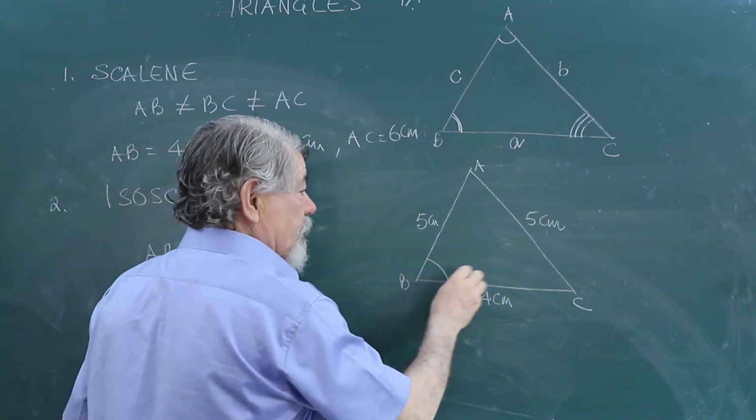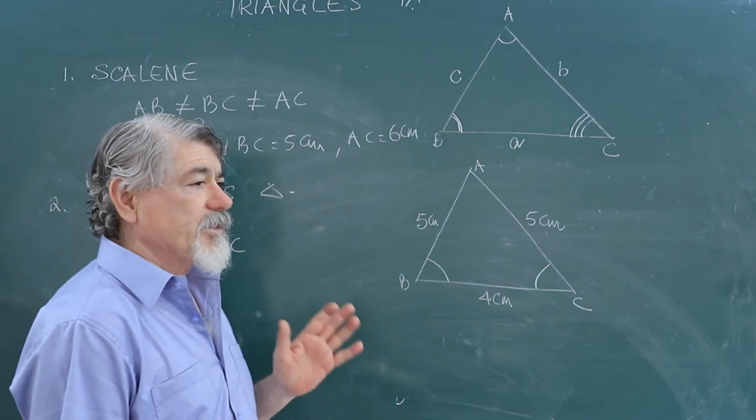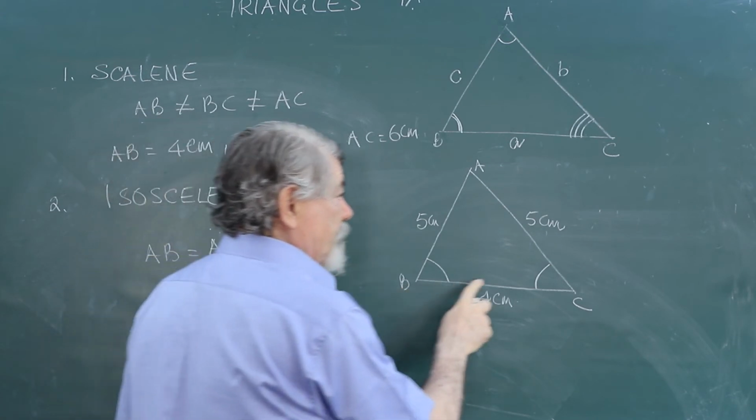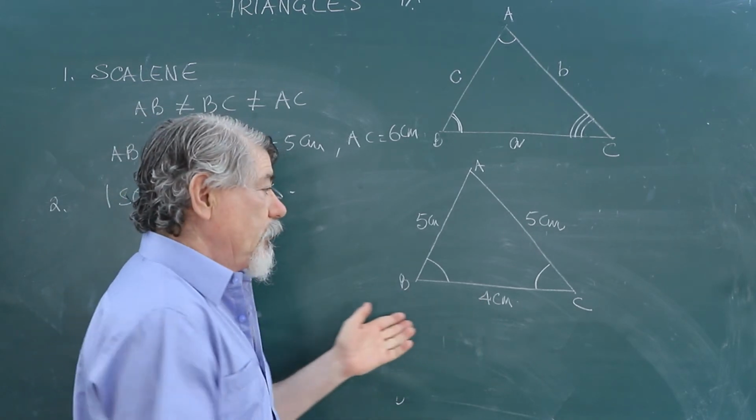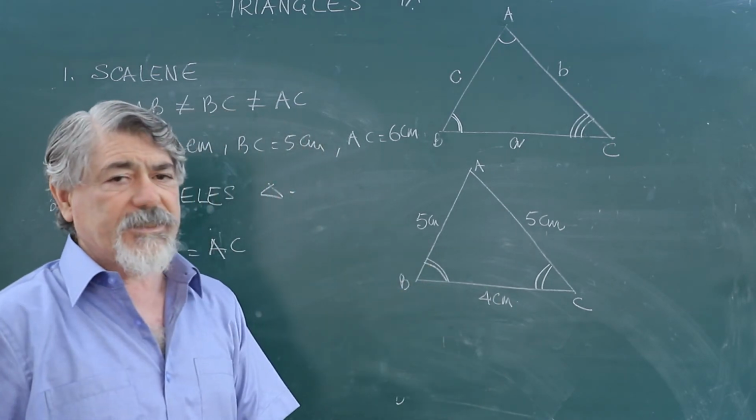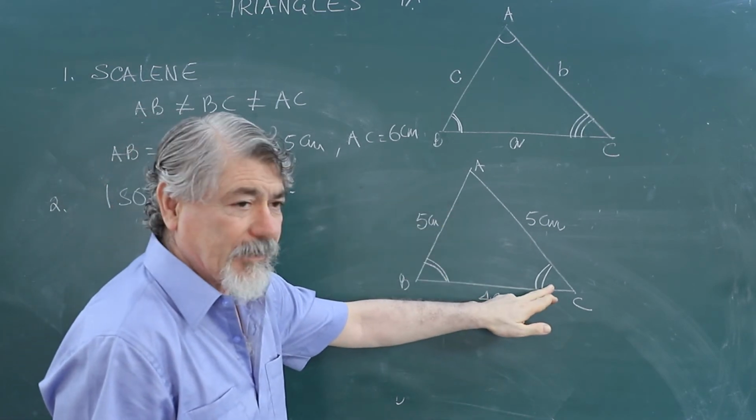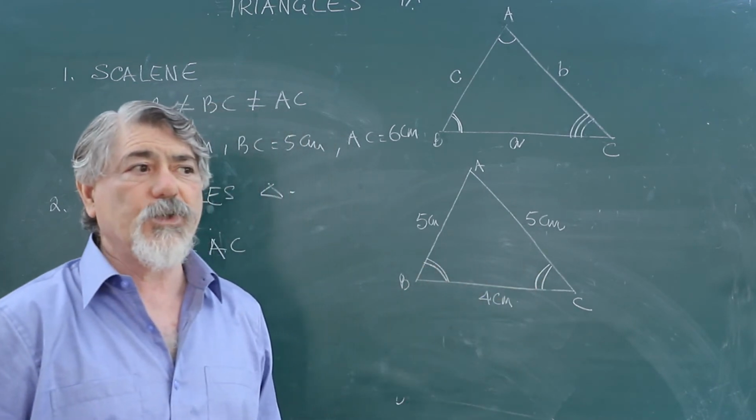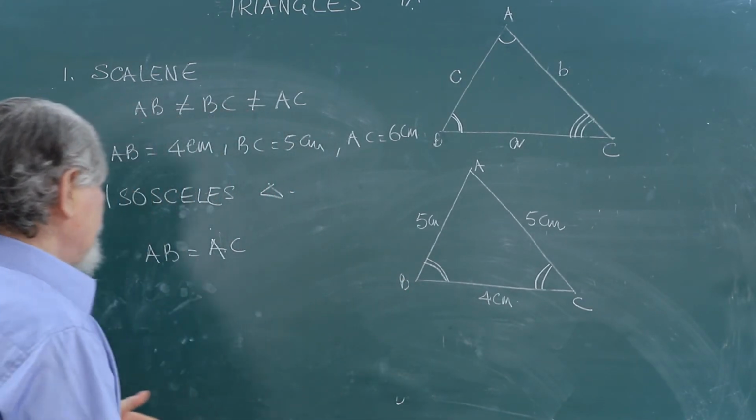And the base angles of an isosceles triangle are always equal. Base is the third side, which is not equal. The side which is not equal is called the base of the isosceles triangle. For example, here AB and AC are 5 centimeter each and BC is 4, so BC is the base. The base angles are equal. The angles opposite to equal sides are equal. Opposite to AB is angle C, opposite to AC is angle B. So angle B and angle C are equal to each other.